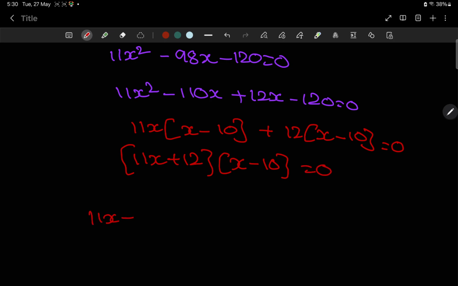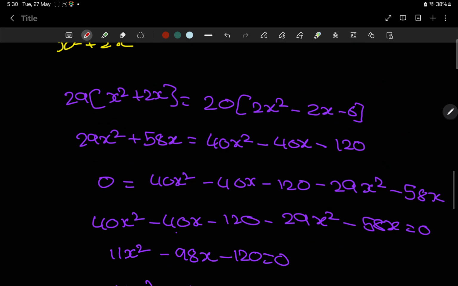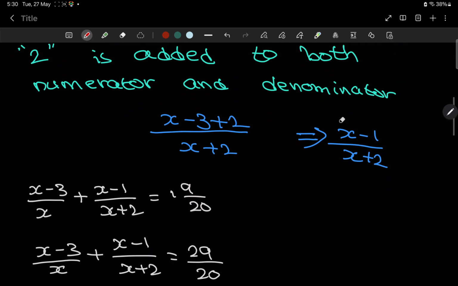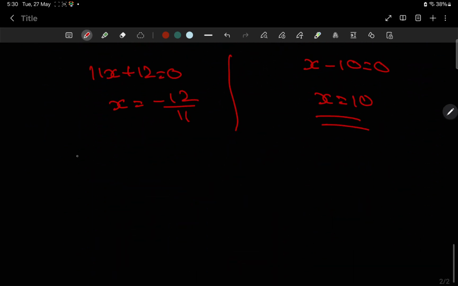So 11x plus 12 equal to 0, x minus 10 equal to 0. So it is x is equal to minus 12 by 11. Here x is equal to 10. Since it is negative, it cannot be considered. So x is equal to 10. So in the question they asked to find the new fraction, right? So we have to find the new fraction. What is the structure of the new fraction? x minus 1 by x plus 2. So let's substitute in it.